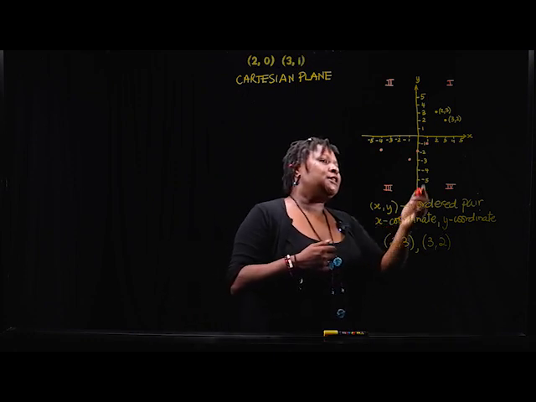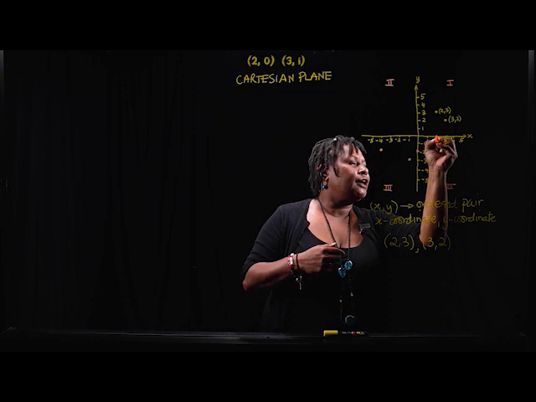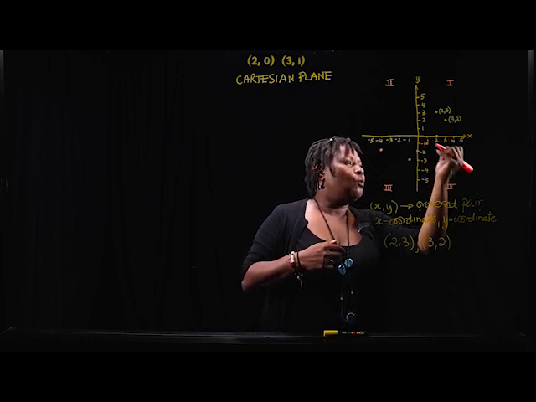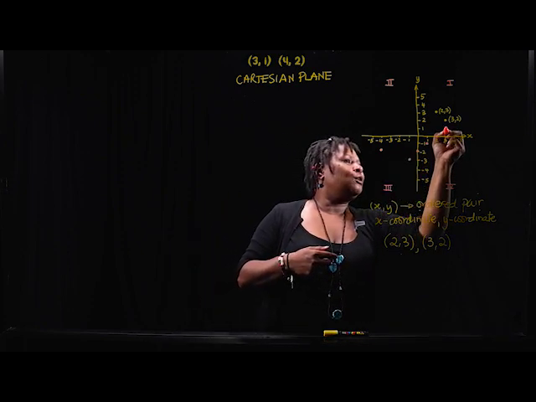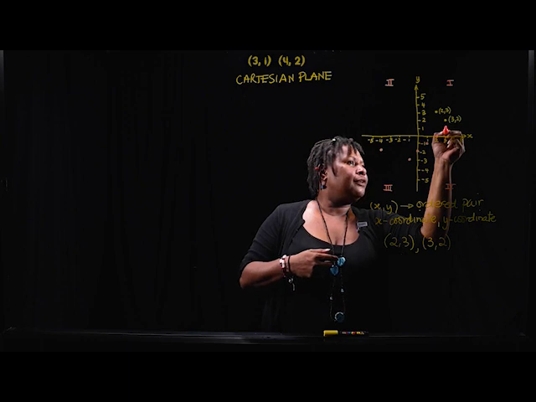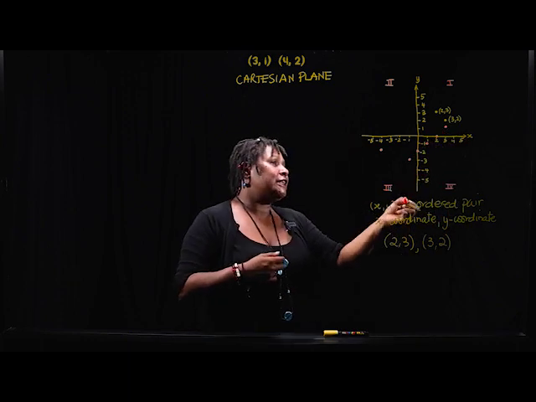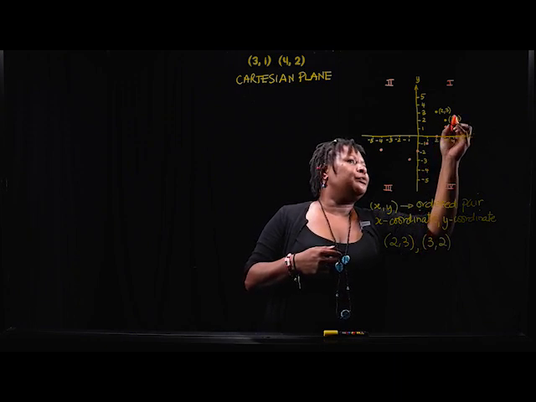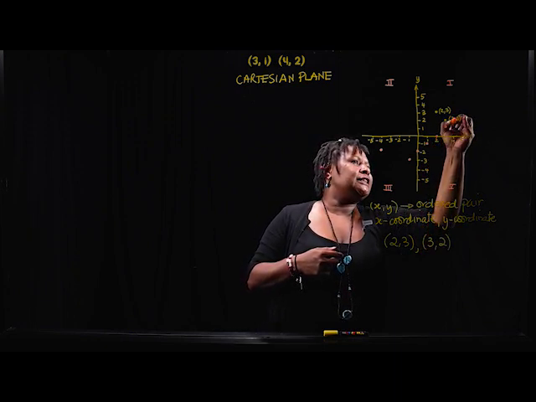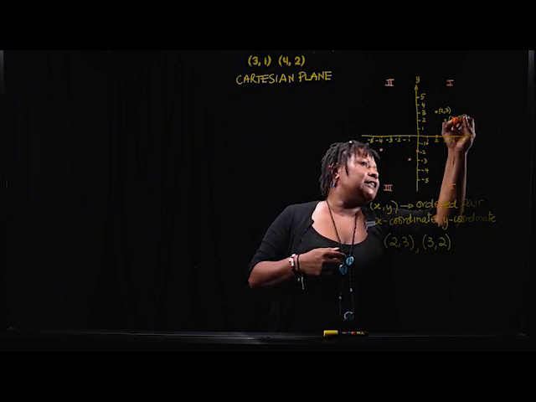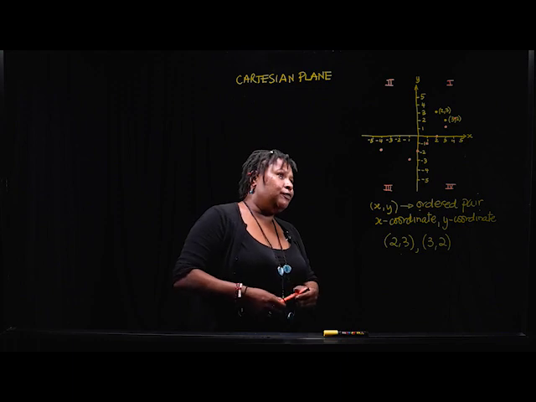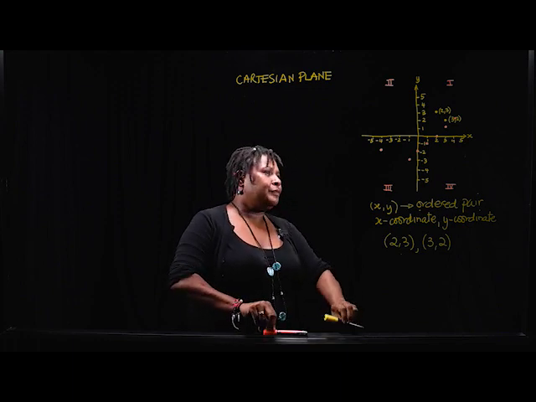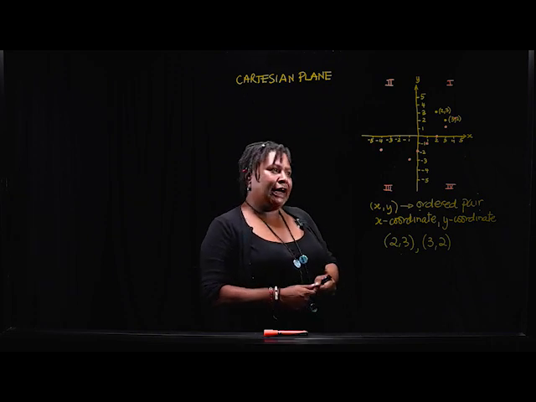The next point is 2, 0. The x coordinate is 2, the y coordinate is 0. Then we have 3, 1, which is located here. And the last coordinate is 4, 2. Now that's going to be just in here. Don't mind that; you can see it because we're using a different color. Now look at the position of our points. It shows a straight line.